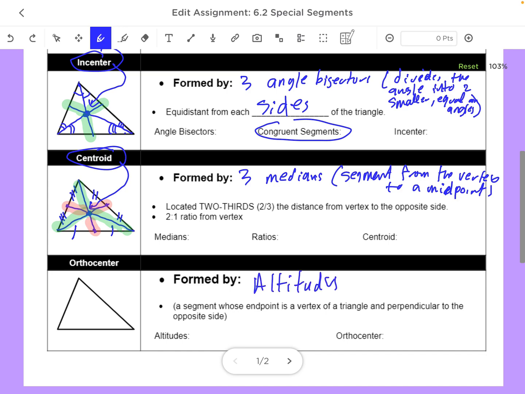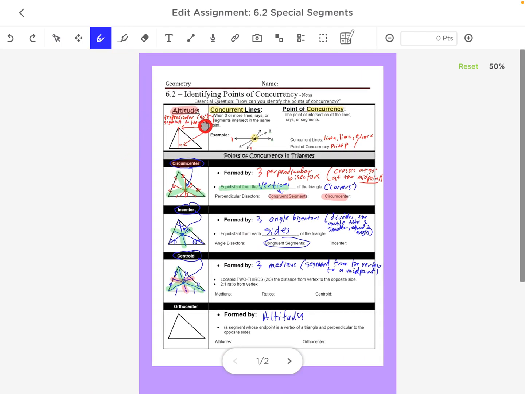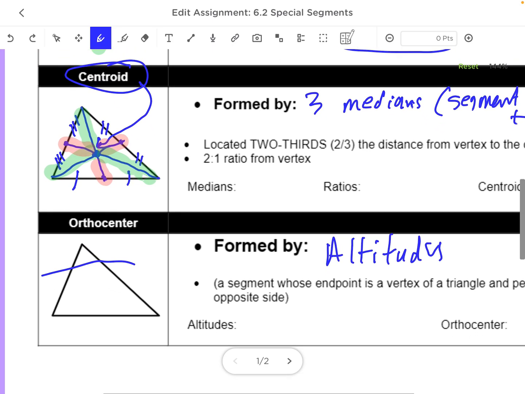And we described altitudes as a segment whose endpoint is a vertex of a triangle and perpendicular to the opposite side. So we said, just kind of like right here, it goes perpendicular from a side to that vertex. So let's draw it over here. We said perpendicular, perpendicular from a side to that vertex. So let's start from the vertex and just go straight down. That way we have it perpendicular, and we're going to do that to show that it is perpendicular. So it goes from the vertex to that.